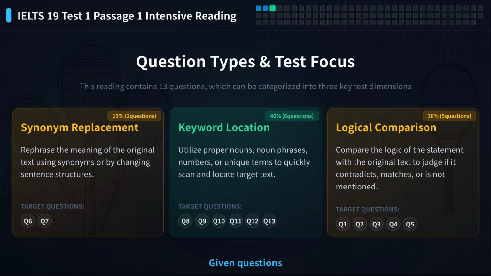True-false not given questions have 2 types, synonym replacement and logic comparison. Note completion is keyword location. Knowing the question types helps you find answers quickly. For true-false not given, compare carefully with the passage. For note completion, find the right keywords.